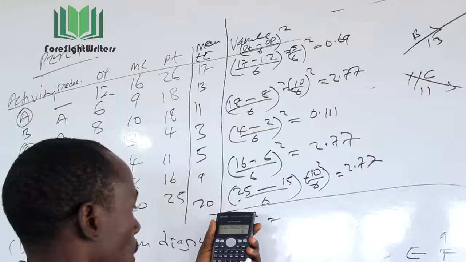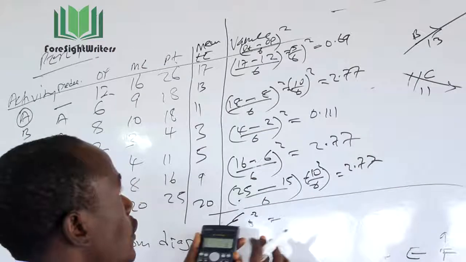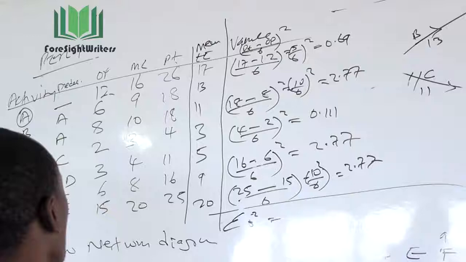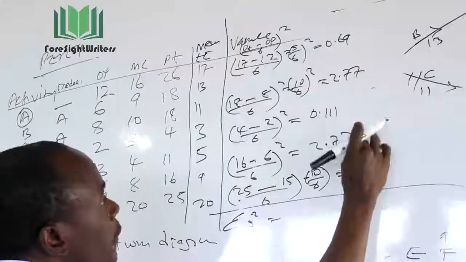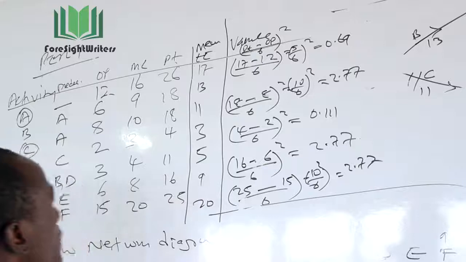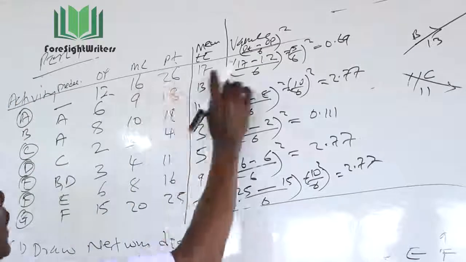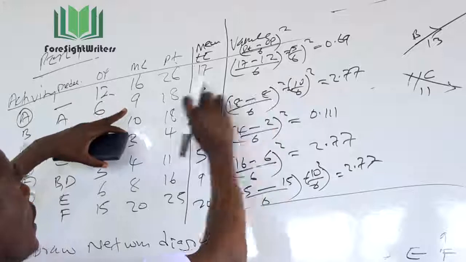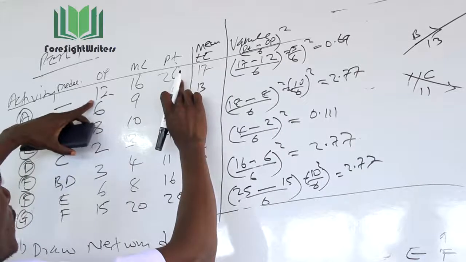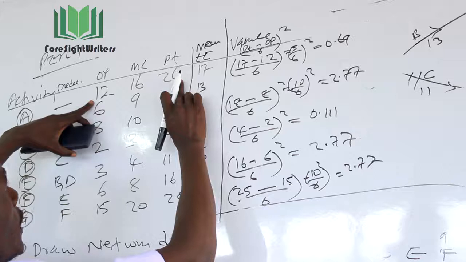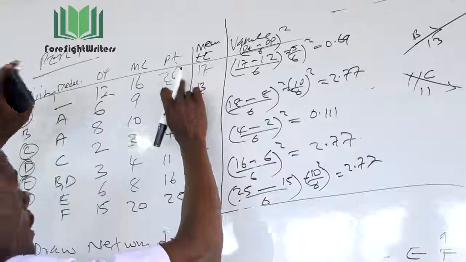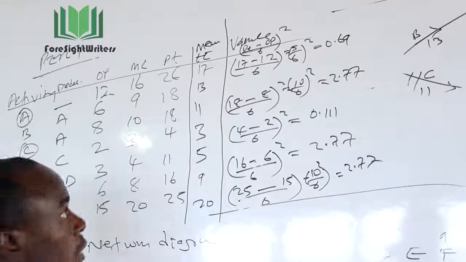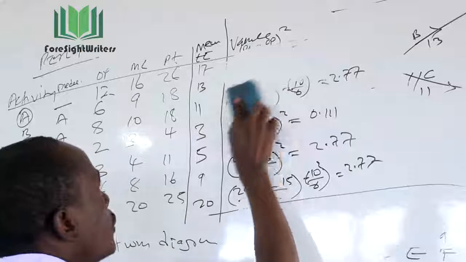How many activities are we supposed to have? 1, 2, 3, 4, 5, 6. So are they 6? We need to identify what we calculated. The first one we calculated wrongly, because the pessimistic time is 26. This is where we messed up. In the first one, we took one which is not correct. So that's why we are having one shortfall.